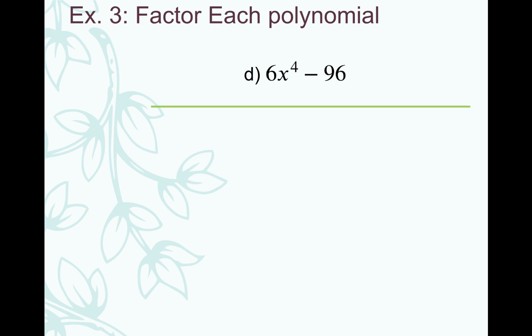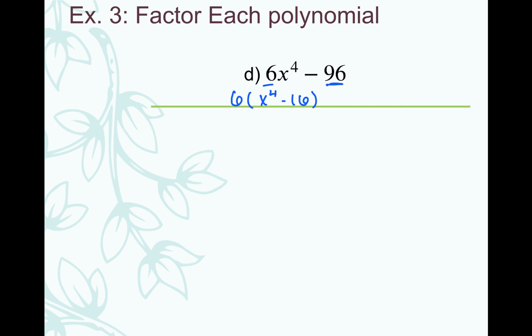So 6x to the 4th minus 96. First thing we're going to do is check if there's a greatest common factor. Well, 96 is divisible by 6, so 6 is our greatest common factor. We're going to factor it out. So I'm left with x to the 4th minus 16. That 16 comes from 96 divided by 6.